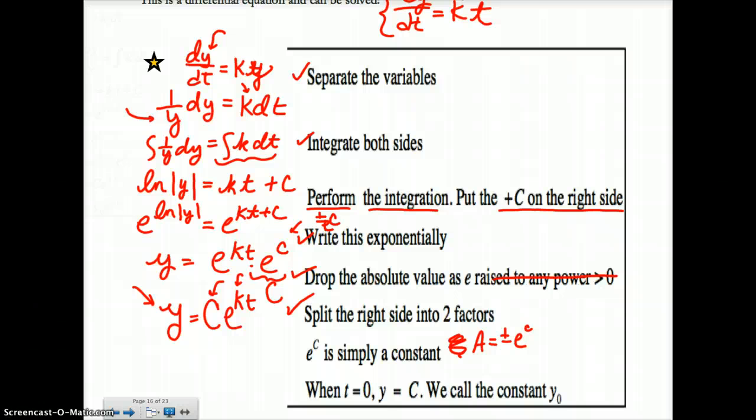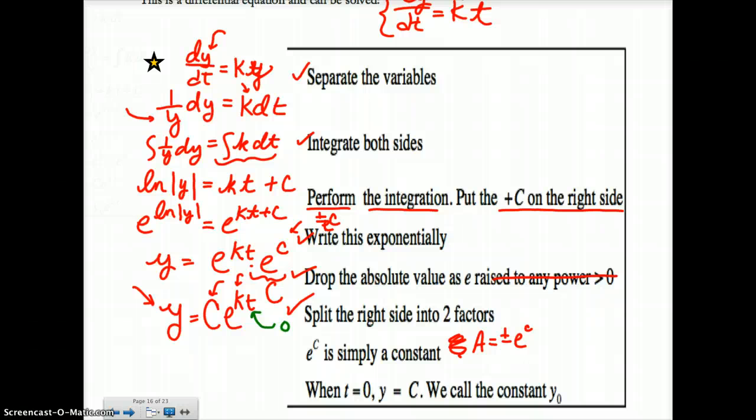Well, the first constant, this capital C, is very easy because really that is the quantity at time 0. You notice if I put a 0 in there for t, I end up with e to the 0, which is 1. So really what I get is y equals C at time 0. So when t is equal to 0, we just say y is equal to C.